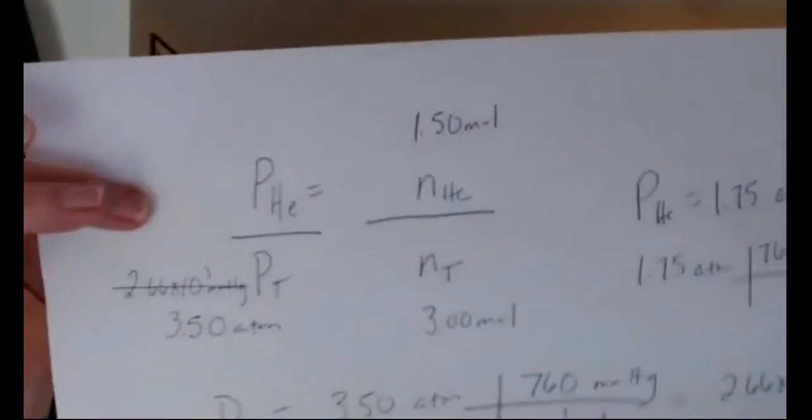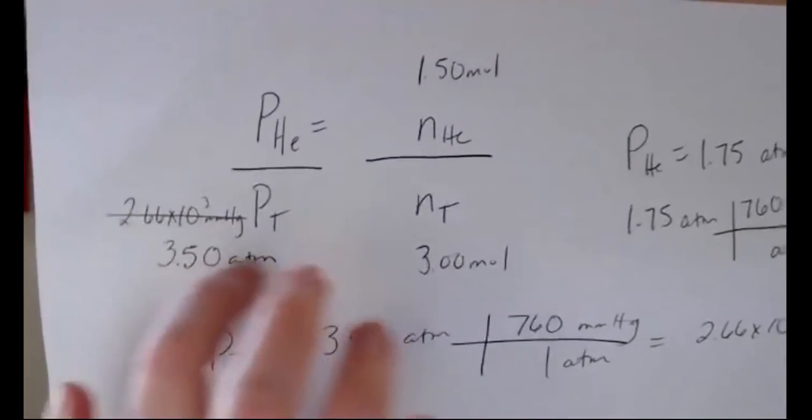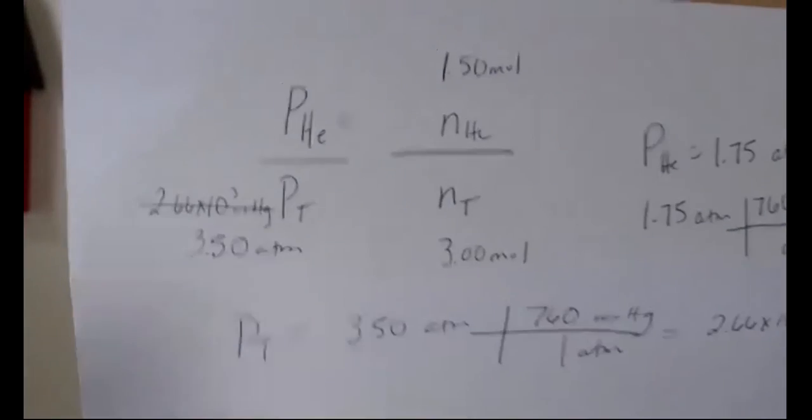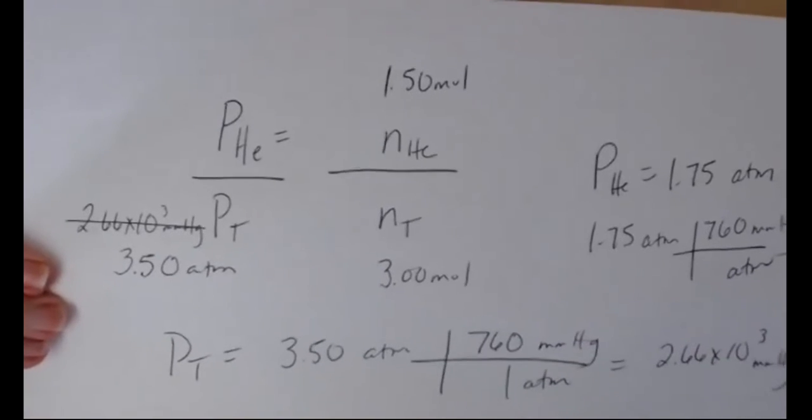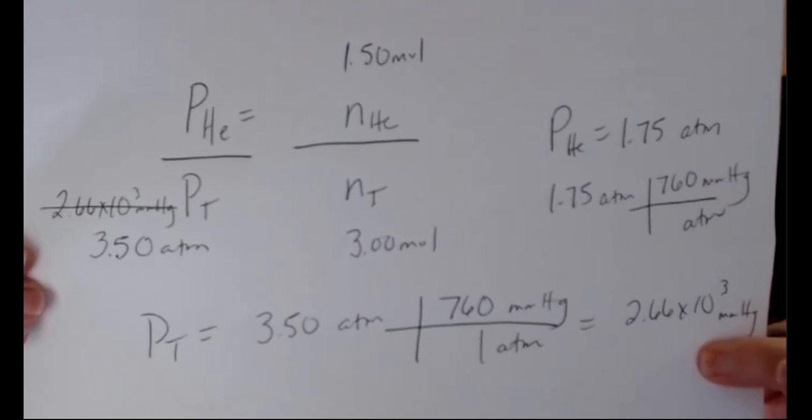Okay, let's say a student prefers to do it this way. The partial pressure of helium, let's do 3.5 atmospheres. Follow the mole ratio, like you just said. You get your atmospheres. Now you convert it to millimeters of mercury. You're still going to get that number. Okay, I think I get it now. Thank you.